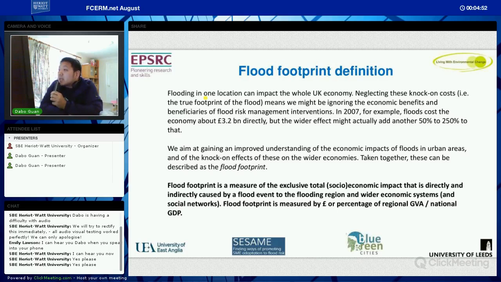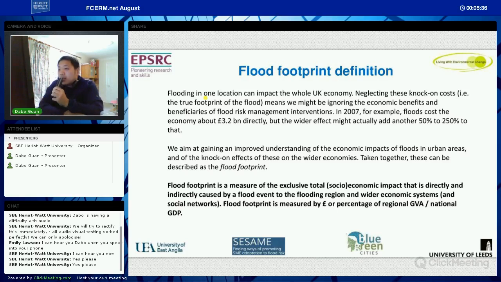For the 2007 flooding, the Environment Agency made some rough estimations saying that the flood cost the economy directly 3.2 billion, but the wider impact can add another 50 to 250% on that. We're trying to give a more robust methodology to quantify this type of indirect impact, making the direct and the indirect link together, basically the cascading effects through the economic supply chain, taking this together as what we describe as a flood footprint.